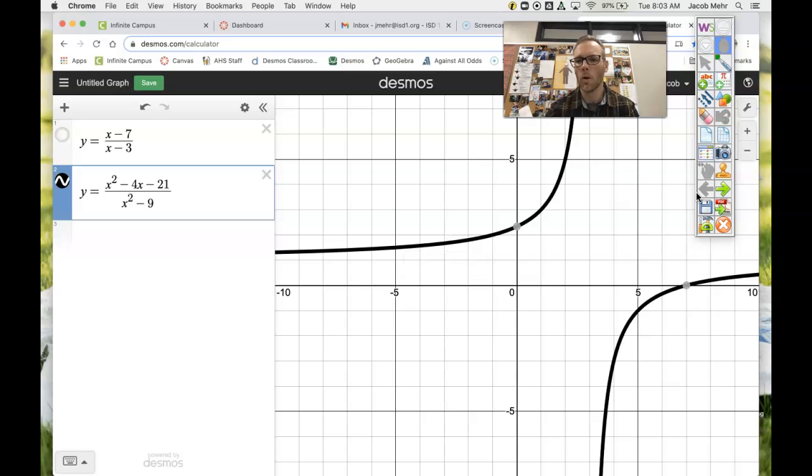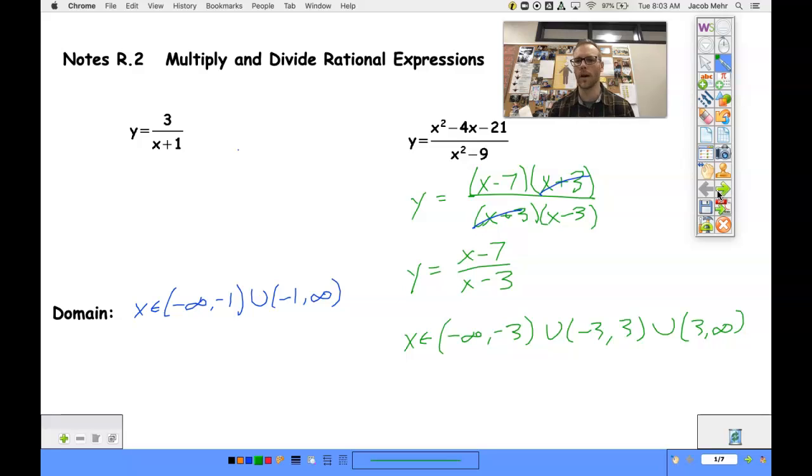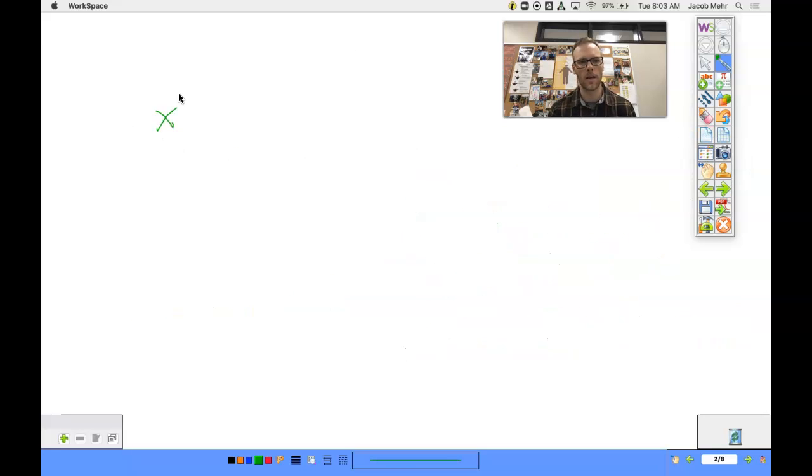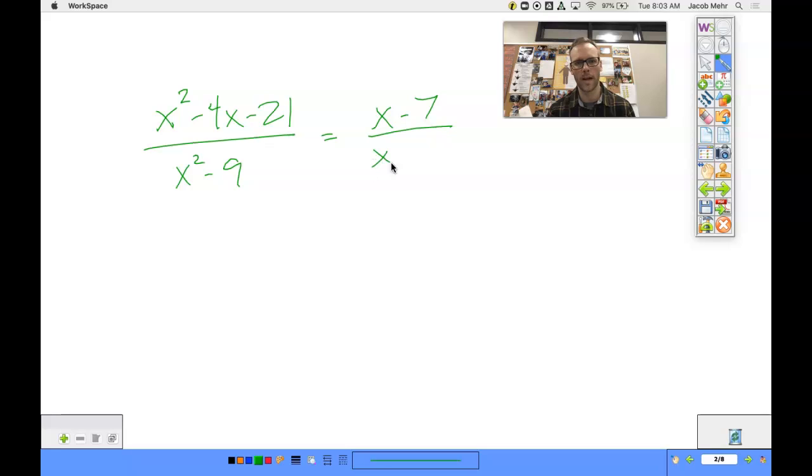All right, so what we're going to do today is if we are simplifying, which we are going to be doing, and we take something like this and we simplify it to this, it's important that we make a note here. It should be obvious to us that 3 is not in the domain, so we don't need to make that note, but we do need to make the note that x can't equal -3, because of what's in the original. Because if I were just to make this statement, if I were to say x squared minus 4x minus 21 over x squared minus 9 equals x minus 7 over x minus 3.